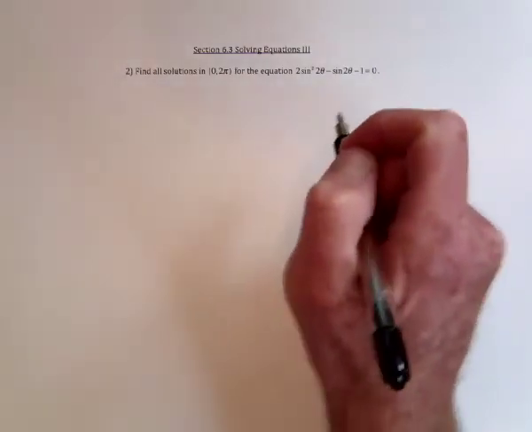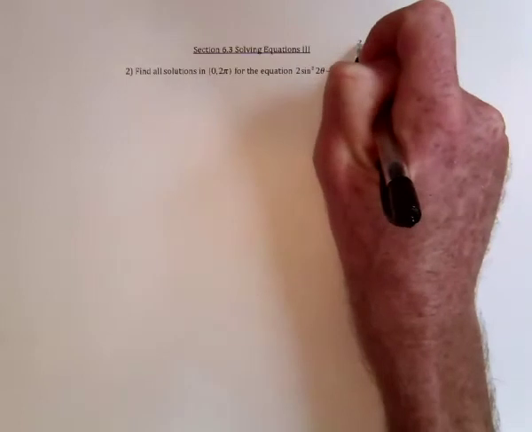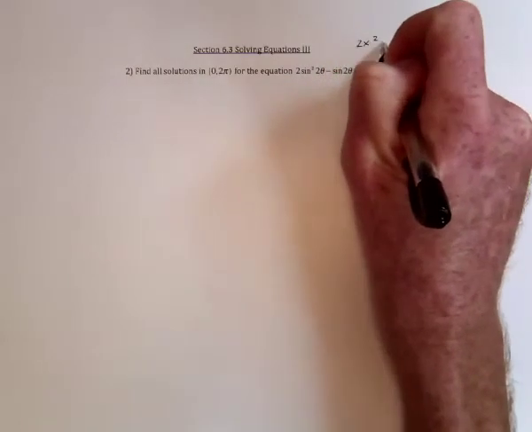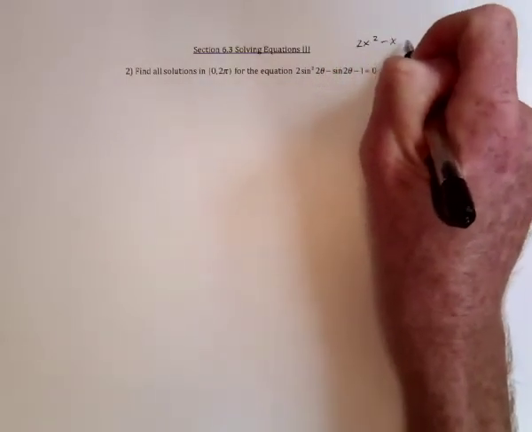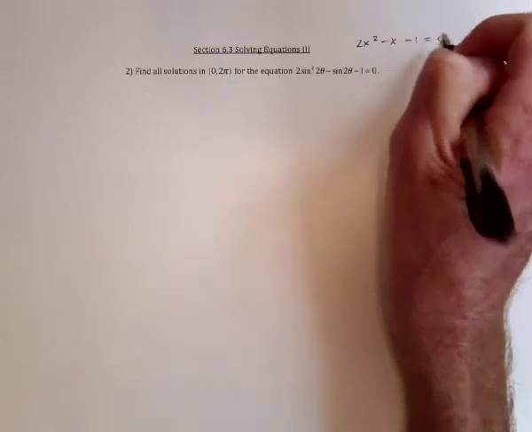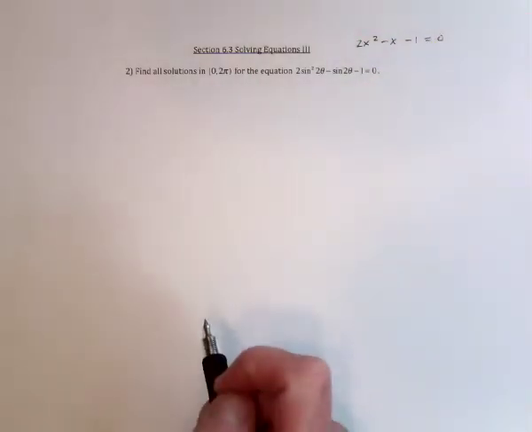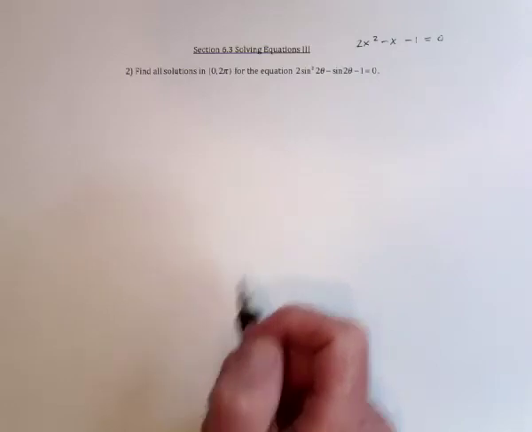The first thing to do with this equation is look at it algebraically as if it said 2x squared minus x minus 1 equals 0. Because if you can see it that way, then you can see that it can be factored.